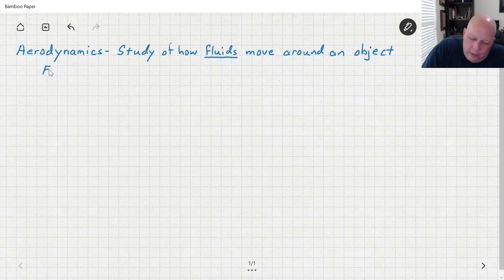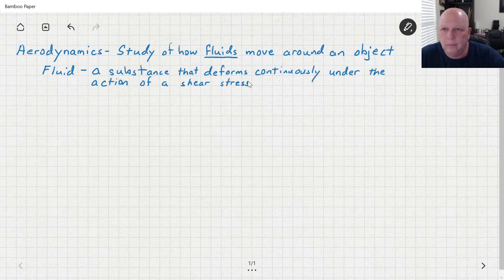A fluid is a substance that deforms continuously under the action of a shear stress. So what do I mean by that?